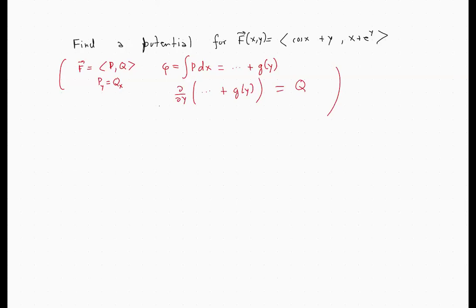So we will start by arguing that phi of x, y, the potential that we're looking for, will be the integral of cosine x plus y dx. And of course, that is going to give us sine x plus yx plus g of y.